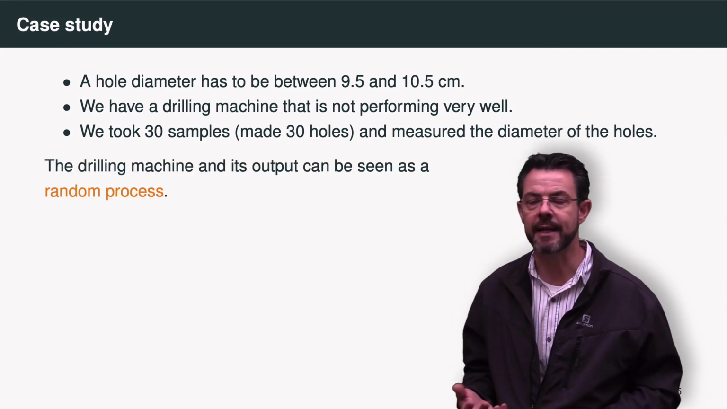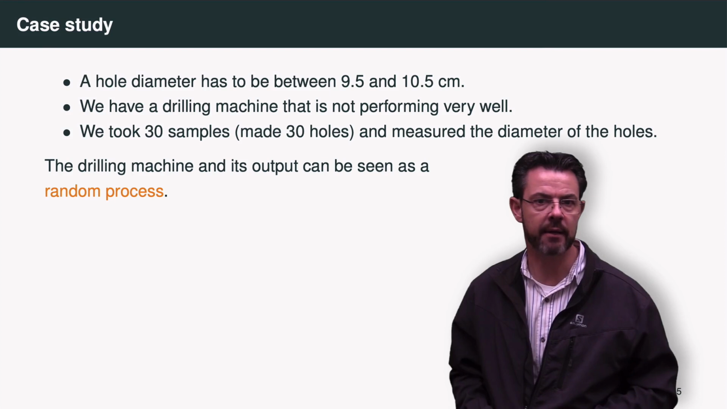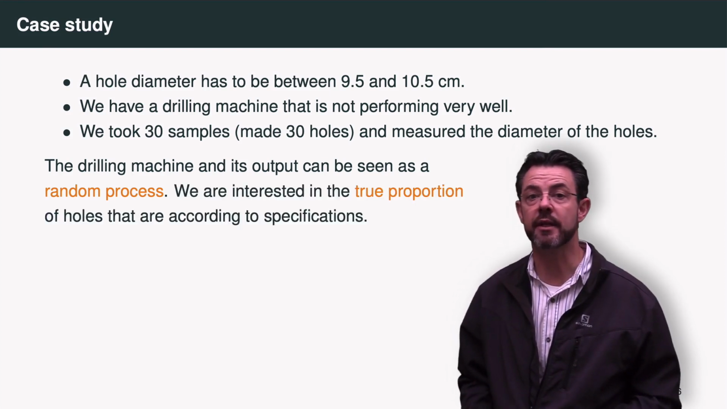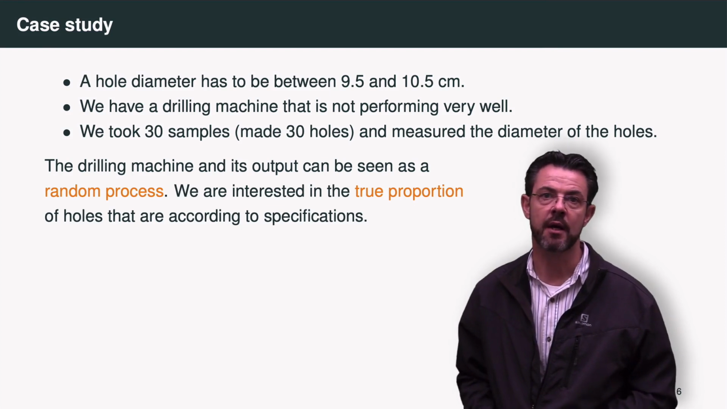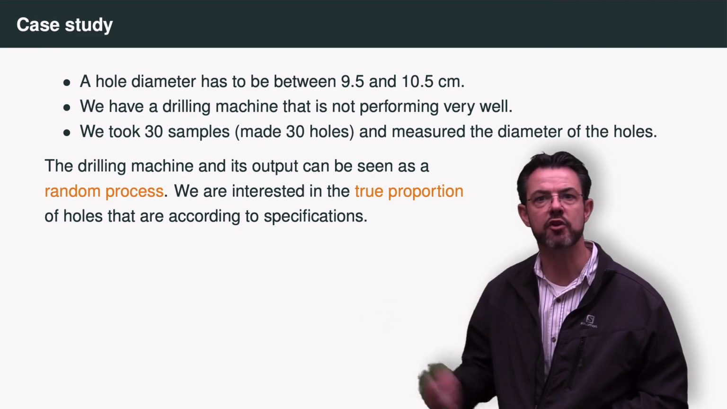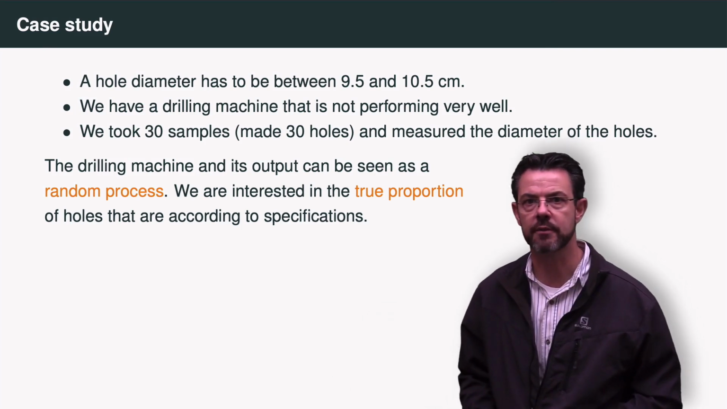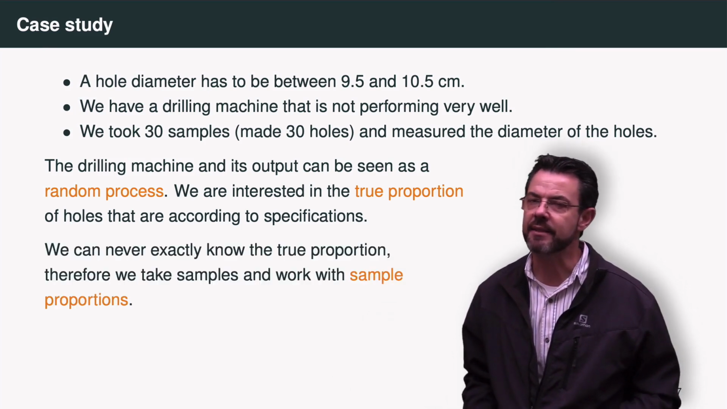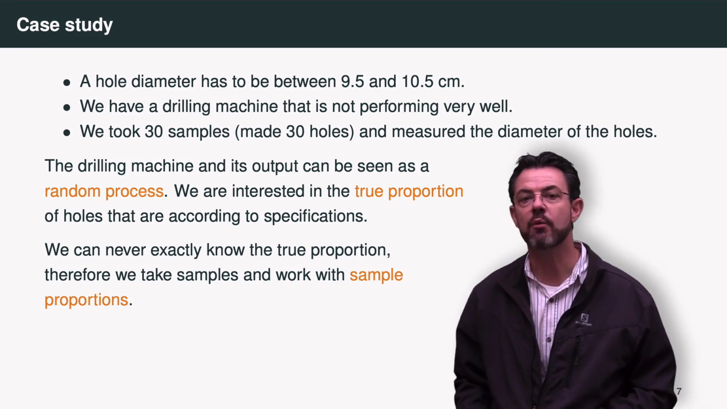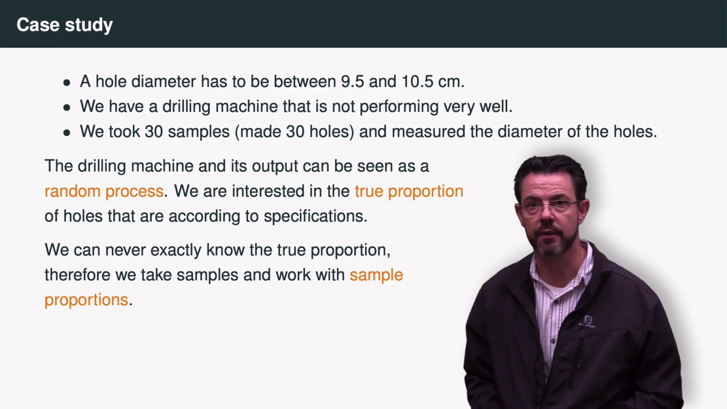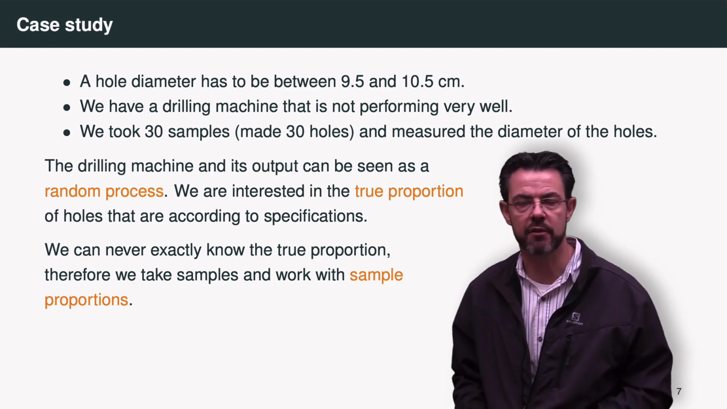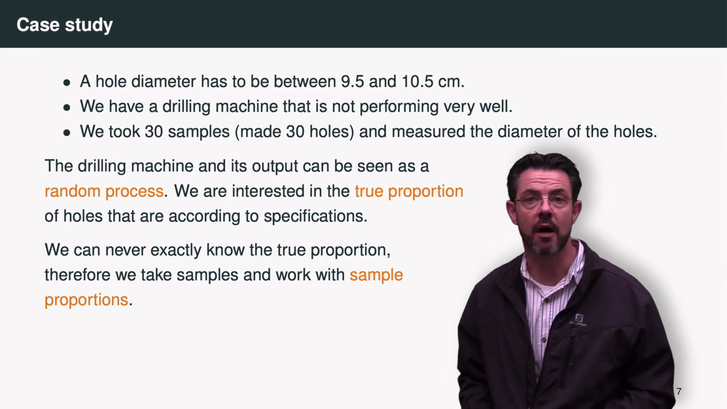Now, the drilling machine and its output can be seen as a random process. It's not always exactly the same. And we are interested in the true proportion of holes that are according to specification. We want to say something about this drilling machine. Is it performing well or not? But we can never exactly know the true proportion. And therefore, we take samples and we work with the sample proportion. And that's what these 30 pieces of material with the holes in them are for.